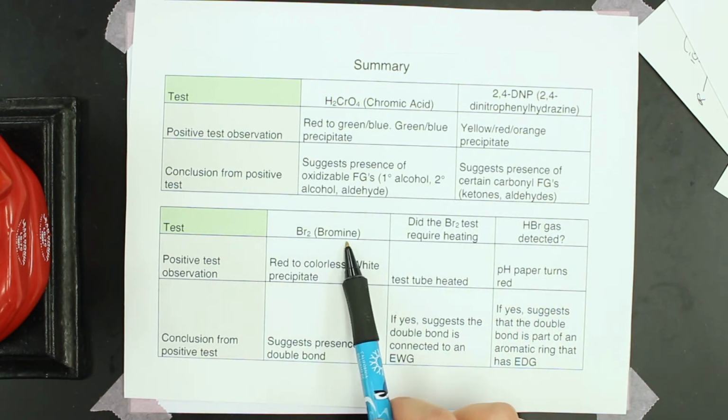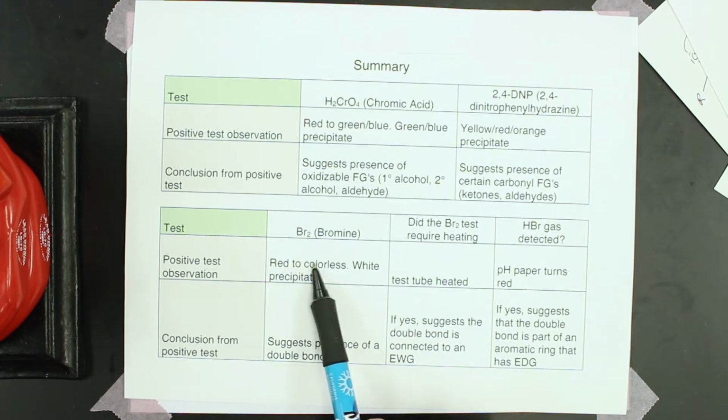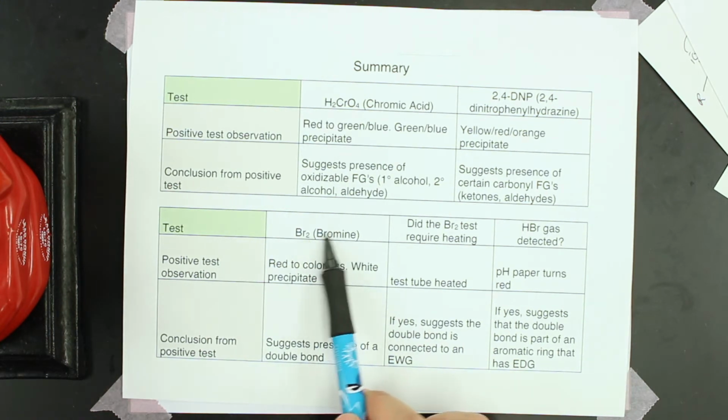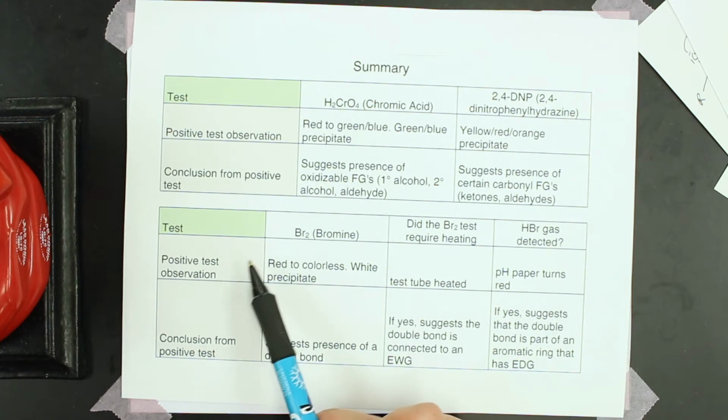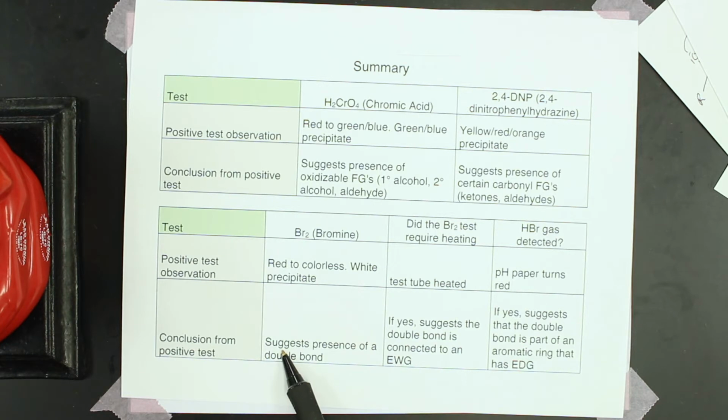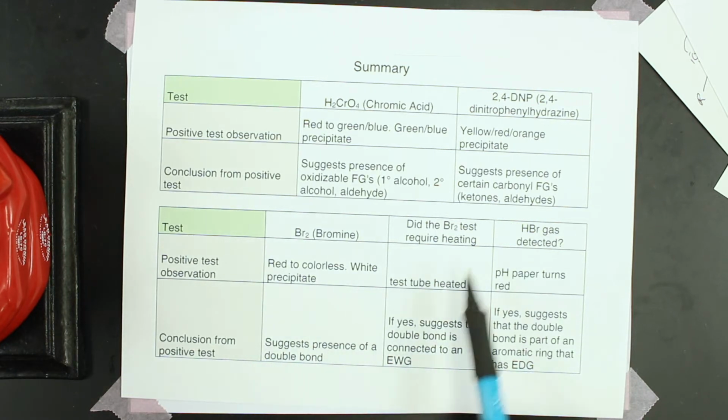For the bromine test, if we observe a red to colorless transition, so the bromine was consumed, or the formation of a white precipitate, we can conclude that it's a positive test result. And that suggests that there was a double bond present. If we needed to heat the tube in order for the bromine to react, that suggests that the double bond is connected directly to an electron withdrawing group.